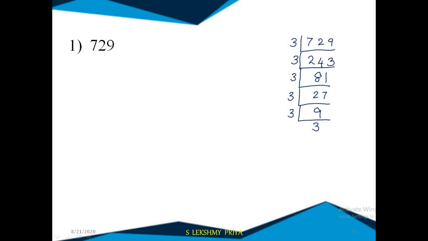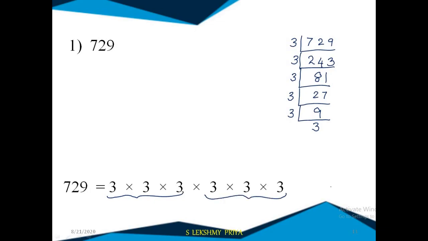Yes, we have done. Now we are going to express it as the product of prime numbers. 729 equal to 3 into 3 into 3 into 3 into 3 into 3. We can combine the 3 3s together. It will be like this, right? We can say that 729 can be expressed as the product of triplets of prime factors. What are triplets? 3 numbers together we can call it as triplets. Therefore, we can say that 729 is a perfect cube.